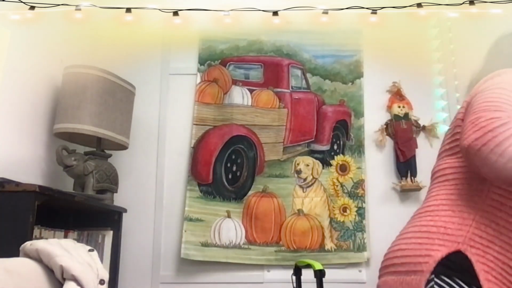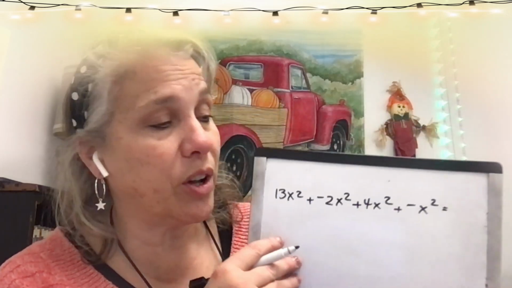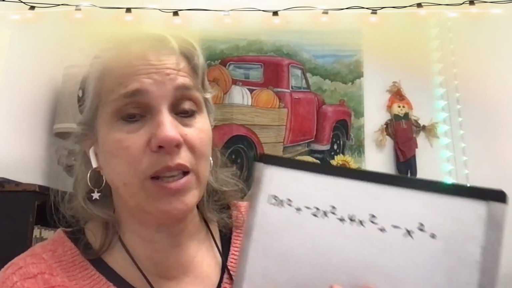Now we're going to do page 40. The first question says to combine the terms, arrange in order if necessary. Okay, so we are going to combine. Combine means you are going to add. So we have 13x squared plus negative 2x squared plus 4x squared plus negative x squared. And we are going to combine them. Now, in our book, they're commas, but combine means add.